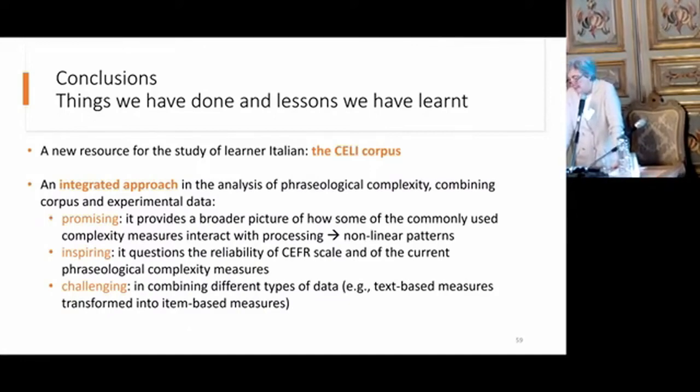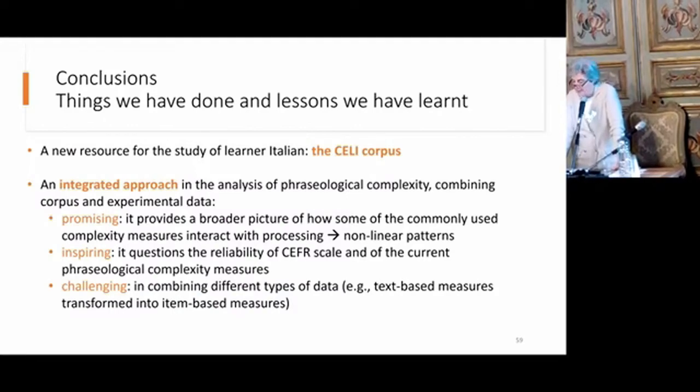We learned that it is really inspiring because it is able to question the reliability of the CEFR scale and of the current measures of phraseological complexity. And we also found that it's very challenging. Combining different measures, text measures, for example, like diversity, with item measures to be used in psycholinguistic studies is really, really challenging. So these were the main things we have done and learned in this first part of the project.